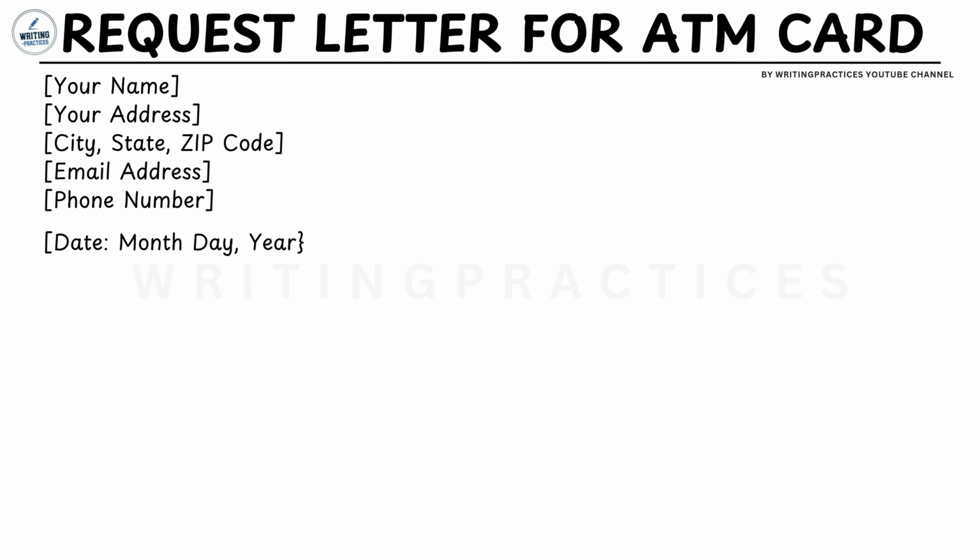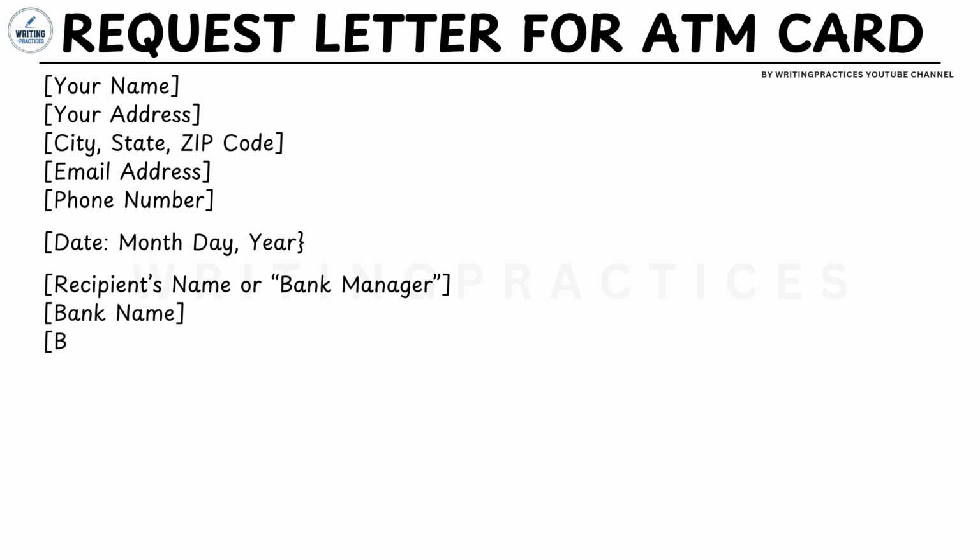Recipient's information. Next, we address the recipient. In most cases, this will be the bank manager or the relevant department at your bank. The recipient's information includes their name or title, such as bank manager, the bank's name, branch address, and location. An example format would be recipient's name or bank manager, bank name, branch address, city, state, zip code. Adding this ensures your letter is directed to the correct person or department, which is key for efficiency.